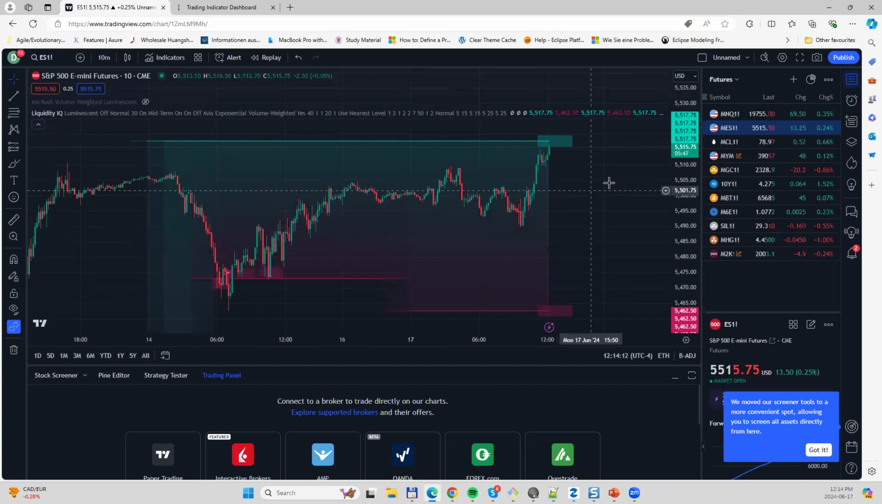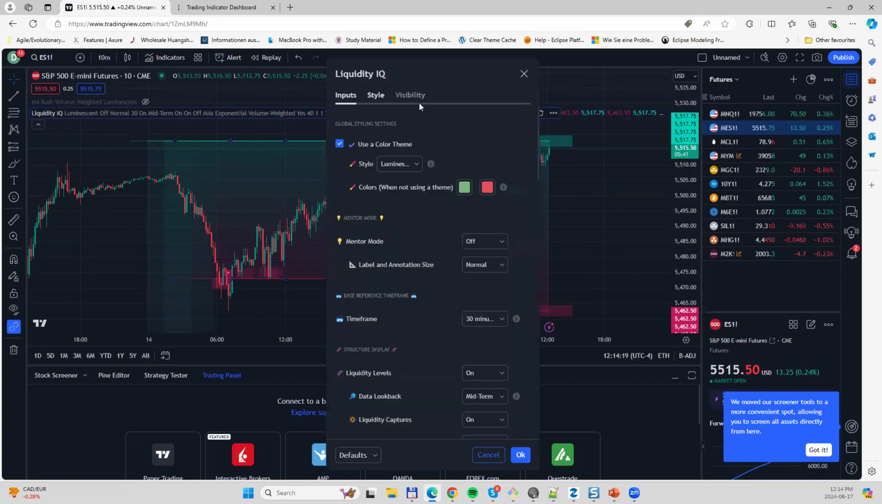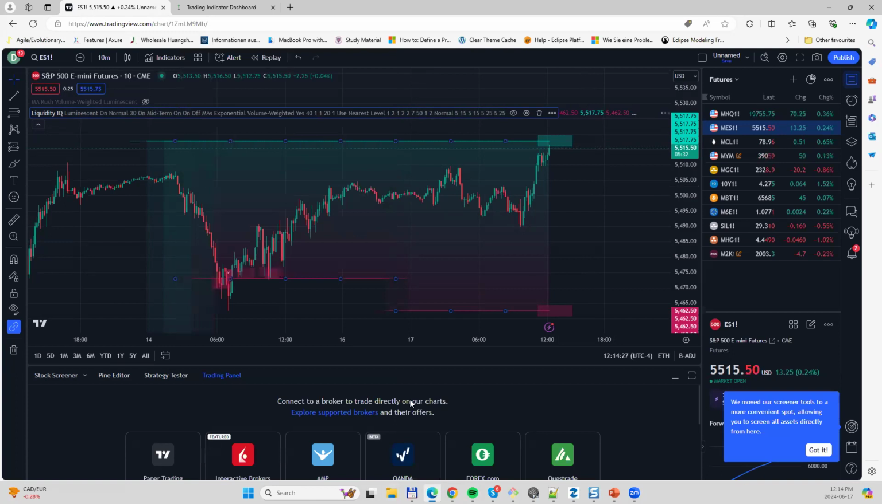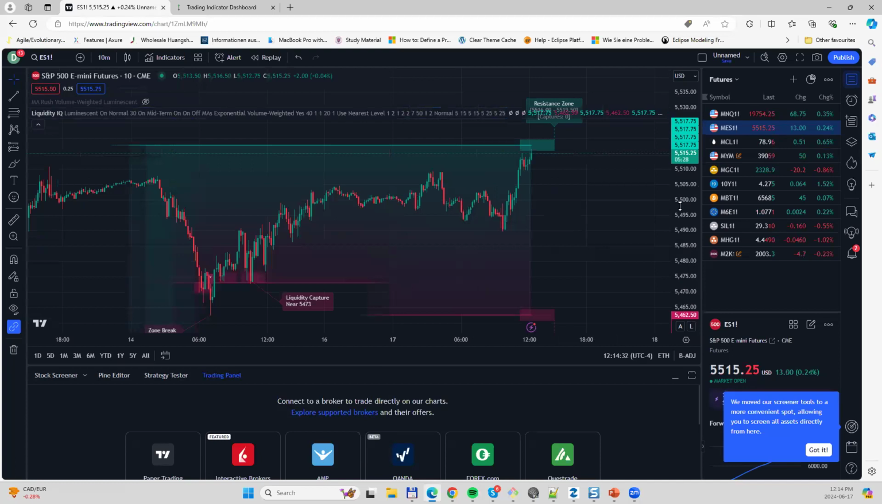And since we're on the topic of ES, Robert, let me explain to you a few more features that this indicator has. So I'm going to go to the settings here, and I will now switch on what we call mentor mode. And once this is switched on, you will see that certain elements, it just takes a second to compile, certain elements are now annotated.